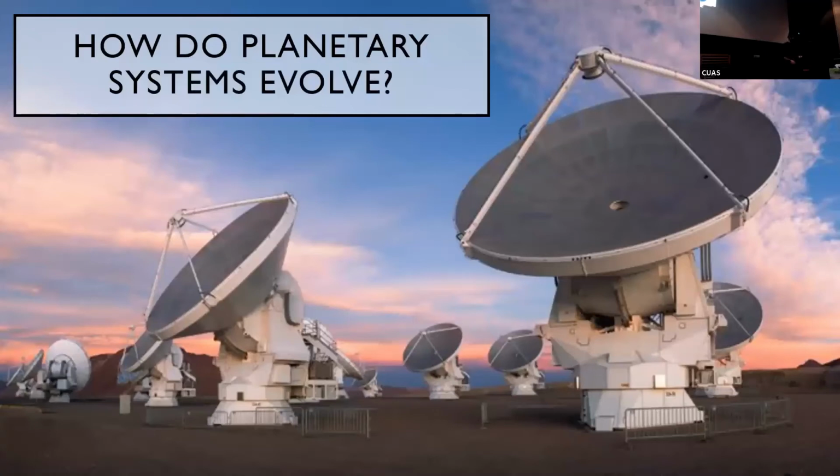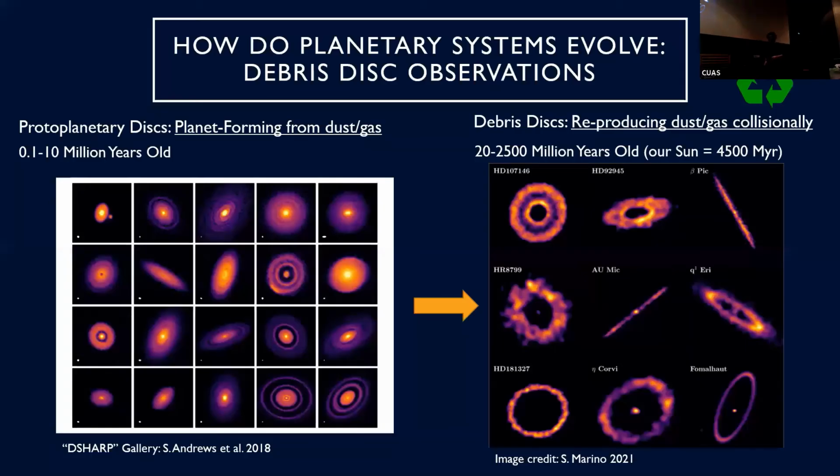How do planetary systems evolve? So I've taken you through formation. Now I'm going to talk about evolution. So what I showed you earlier was the protoplanetary disks in the DSHARP sample. But we found out in 2018, these were something like 100,000 years to 10 million years old.